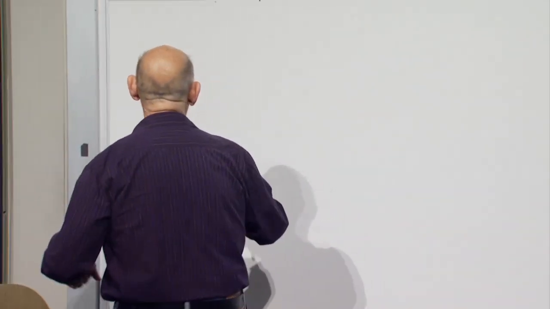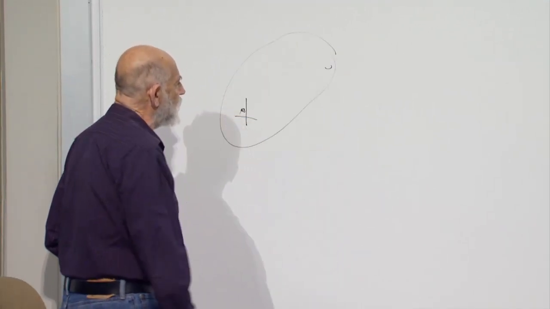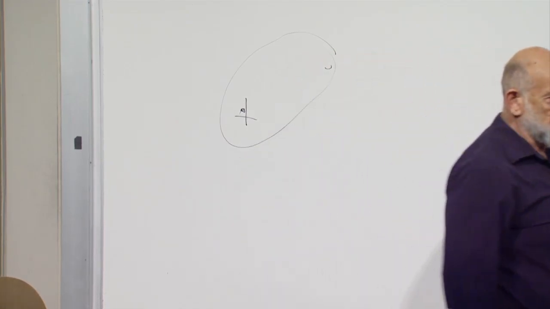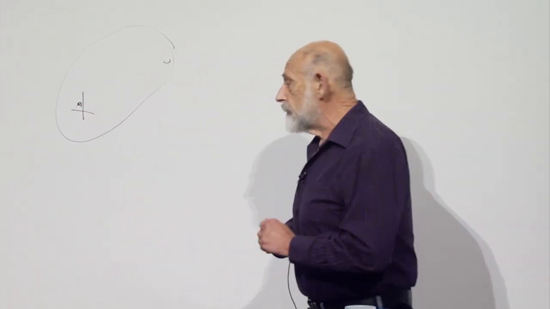A good example is a particle moving in a central force field. Here's the center. The particle moves around in a central force field. It has a radial position and an angular position. The angular position really means two angles, an azimuthal and a polar angle. So it's a three-dimensional system. And the angular momentum is conserved. The angular momentum is a vector, and it always is in the plane perpendicular to the orbit.